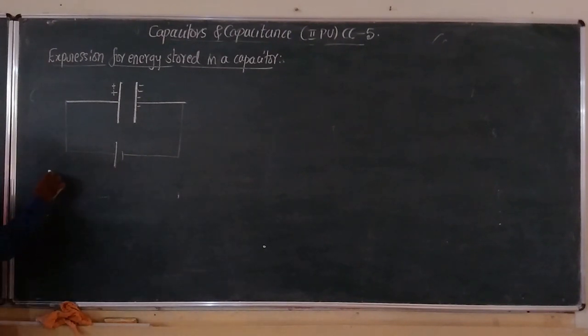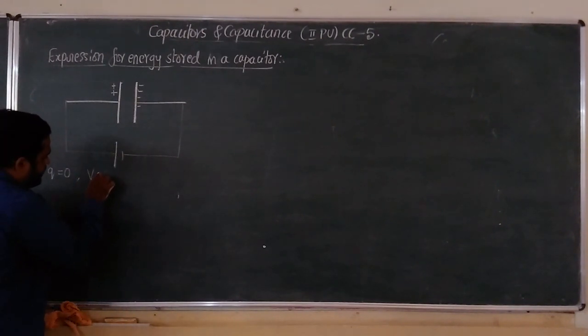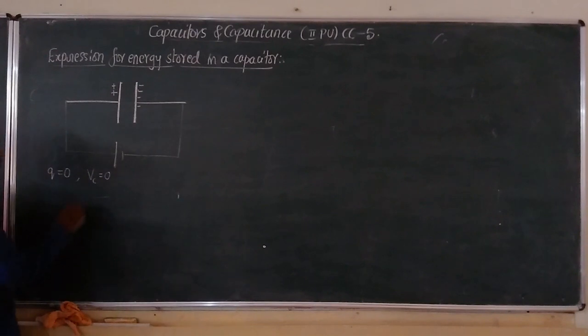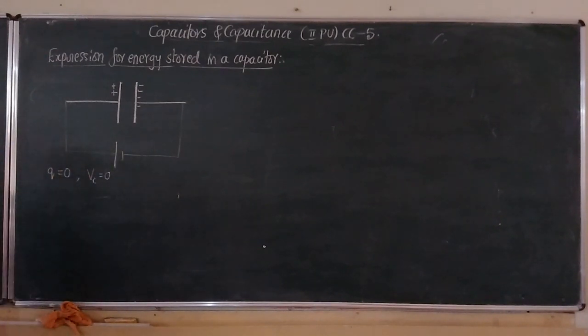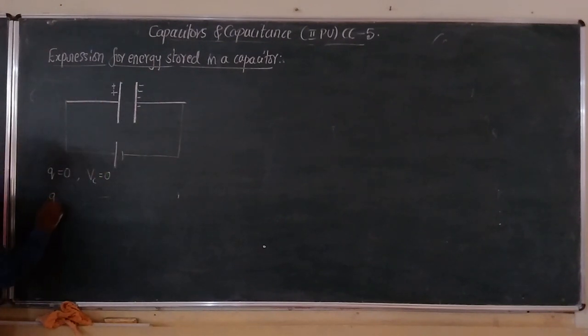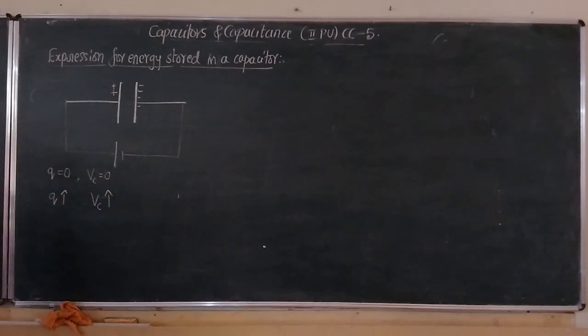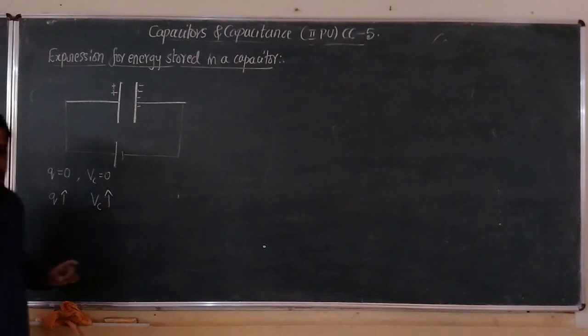Initially, the capacitor will be in uncharged condition, Q is equal to 0. When Q is equal to 0, the potential difference across the capacitor will be 0, because V is directly proportional to Q. But when you connect a power supply to the capacitor, with time the magnitude of charge increases. As a result of this, the potential difference across the capacitor also increases.